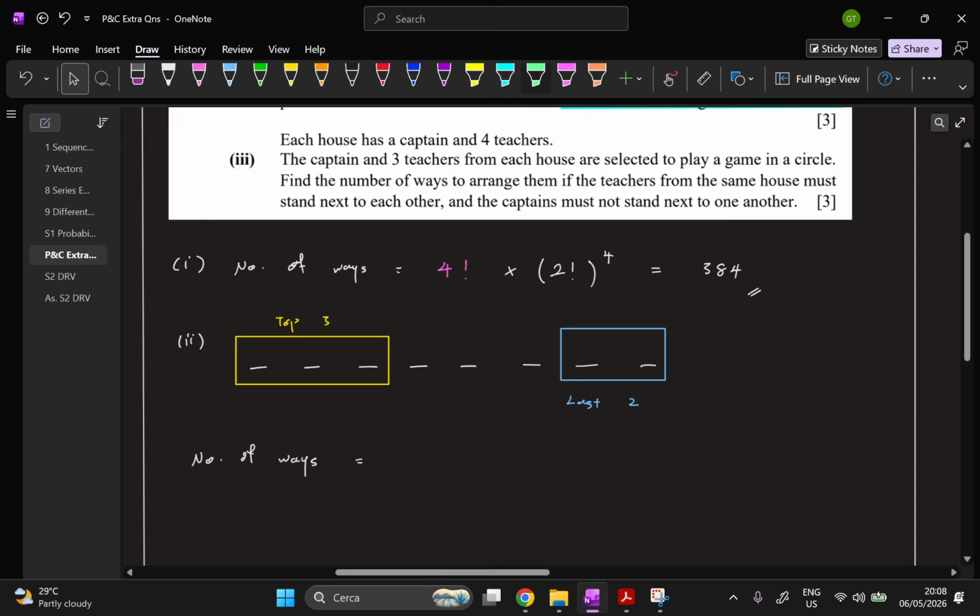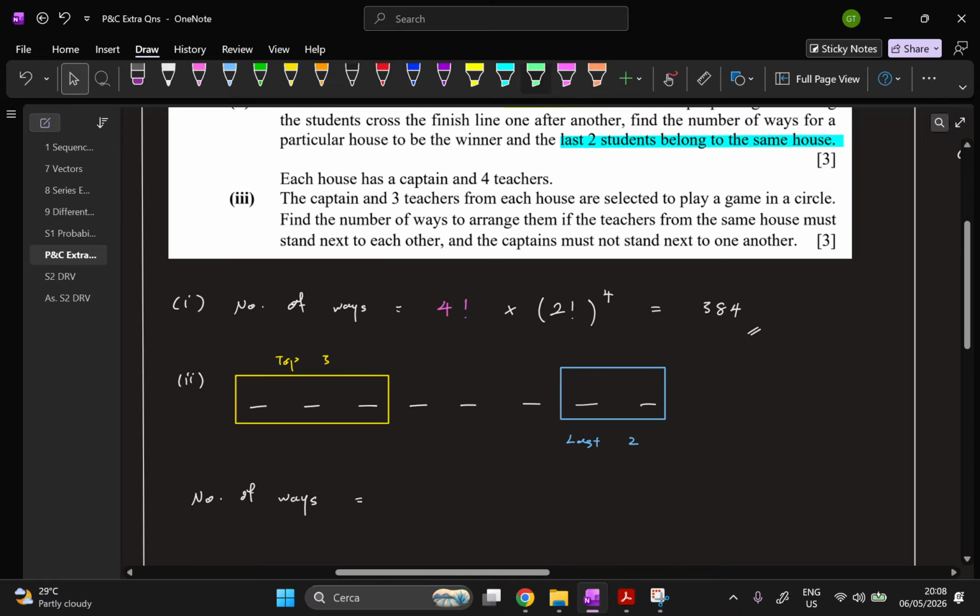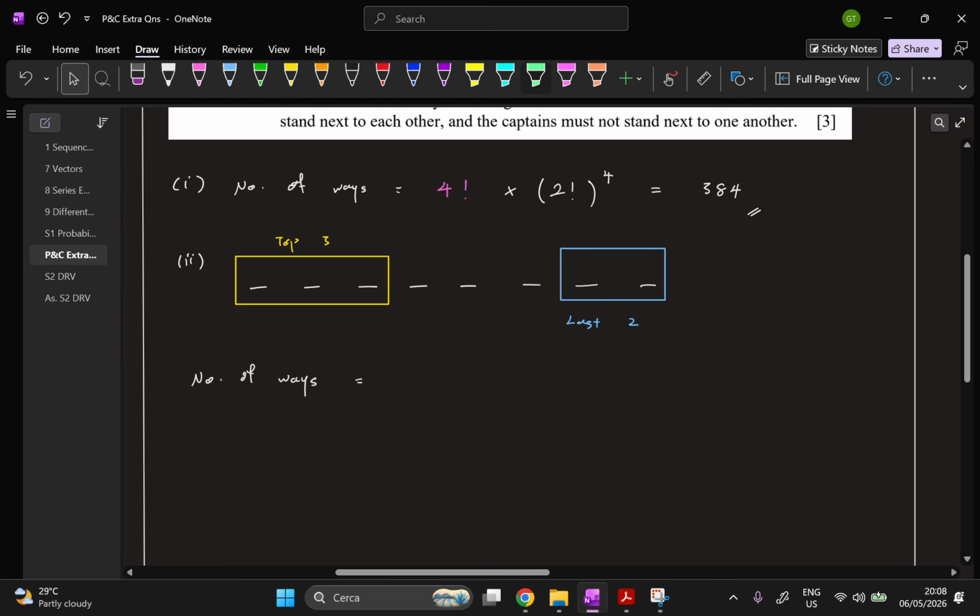So the winning house can have its two students finish in any two positions in the top three. So out of the three positions in the top three, I just choose two. Understand? And then, because I said earlier, instead of A1 finish ahead of A2, A2 can finish ahead of A1. So these two can swap. So this is it for the top three.